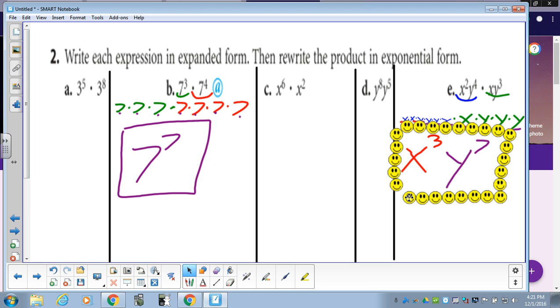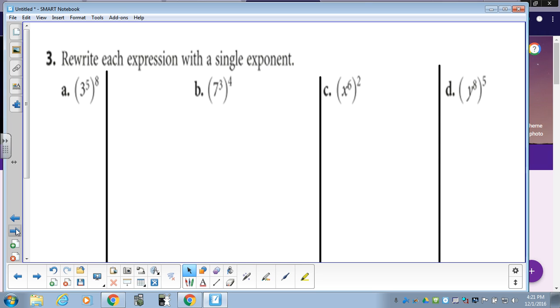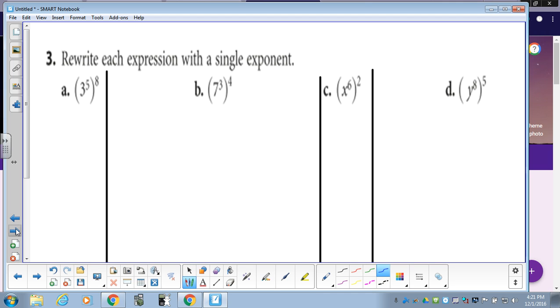Okay, next, after 2 comes 3. Rewrite each expression with a single exponent. Now we could do that. How do I know? Because you're the best and the brightest. So we work from the outside in. Outside in. We start at the outside exponent, move our way to the inside exponent.